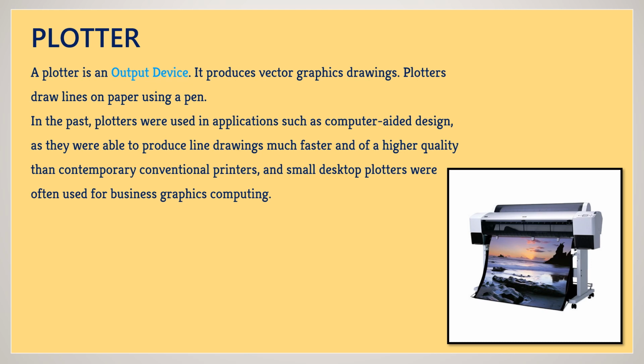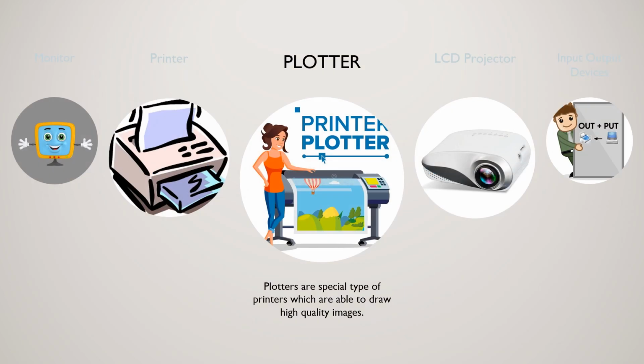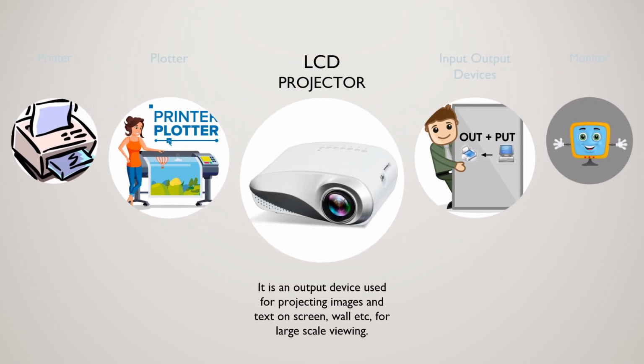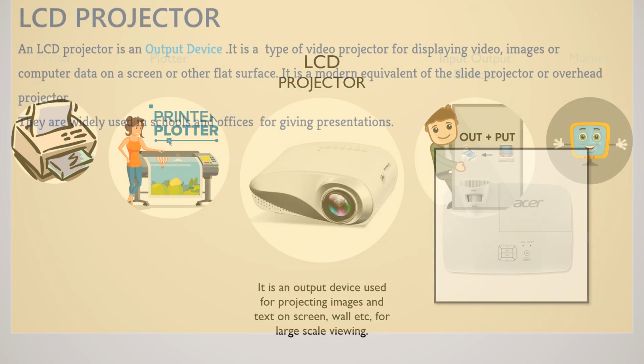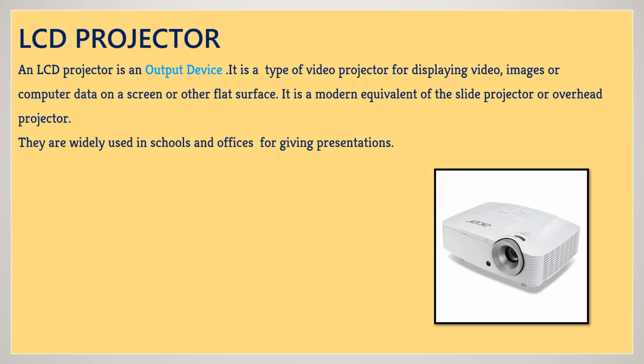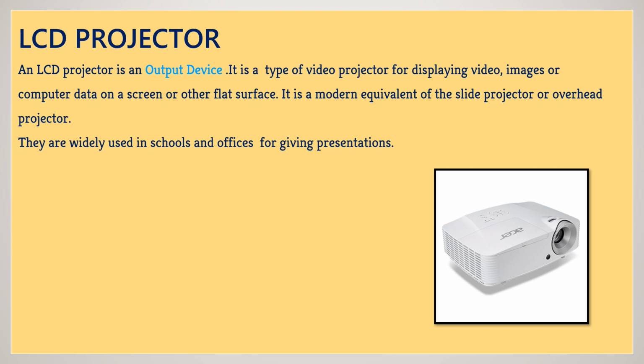Monitors done, printers done, plotters done. One more output device which sits in the corner, but is of high importance, is our projector. Projector is an output device used for projecting images and text on large screens or on the walls. So this is also an output device since it gives the projection of images as well as text on the wall or on the screen.